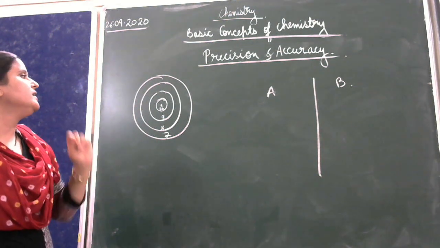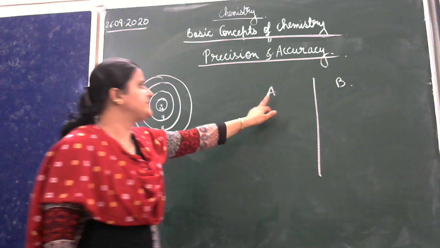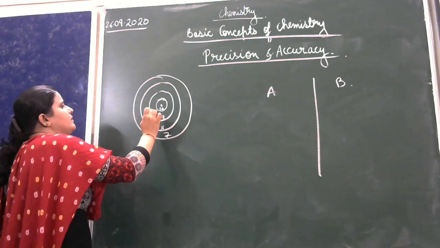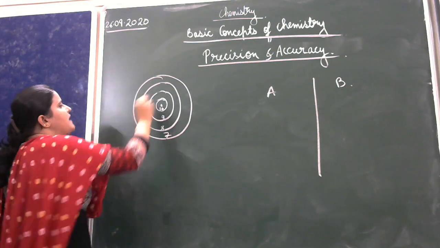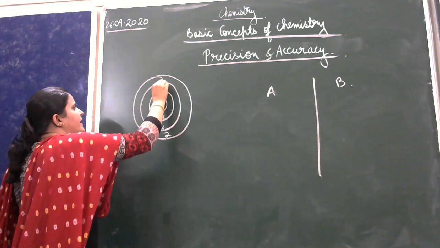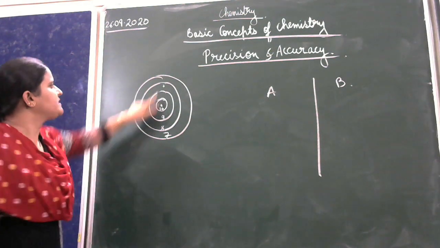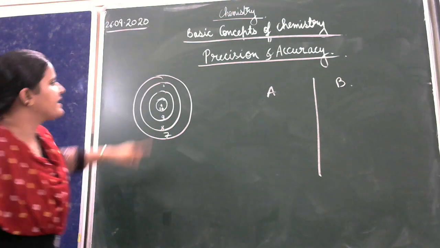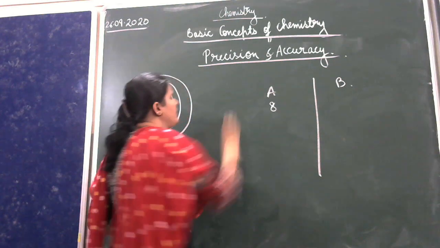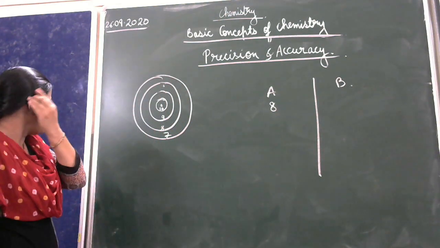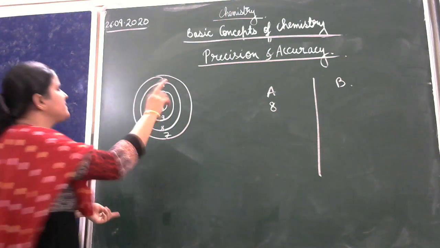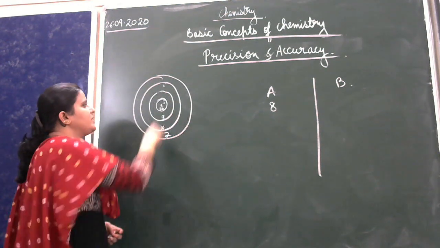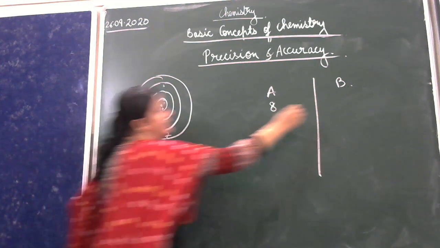Now suppose the first person, that is archer A, has hit at this point. So how many points will he get? He will get 8 points, isn't it? And in the first chance, suppose person B has hit here. So he will get 10 points, isn't it?